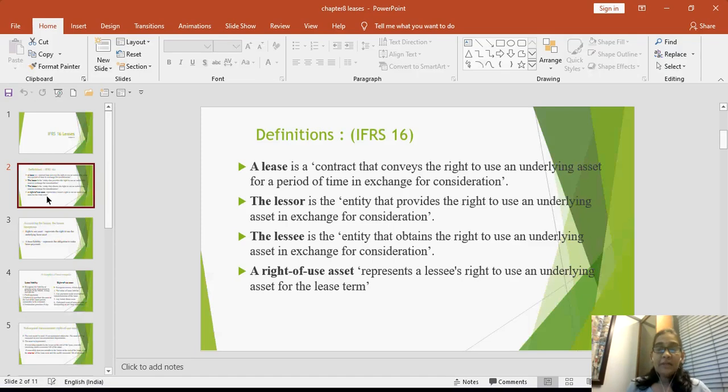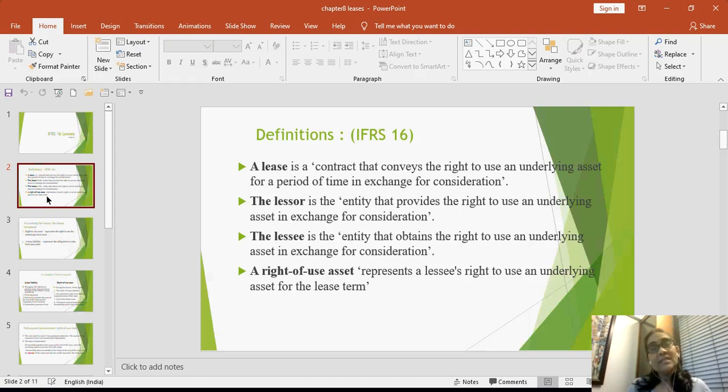Now these are the definitions given as per IFRS 16. A lease is a contract that conveys the right to use an underlying asset for a period of time in exchange for consideration. Now who is the party who is giving the right to the other party? This party is known as the lessor. The lessor is an entity that provides the right to use the underlying asset in exchange for consideration.